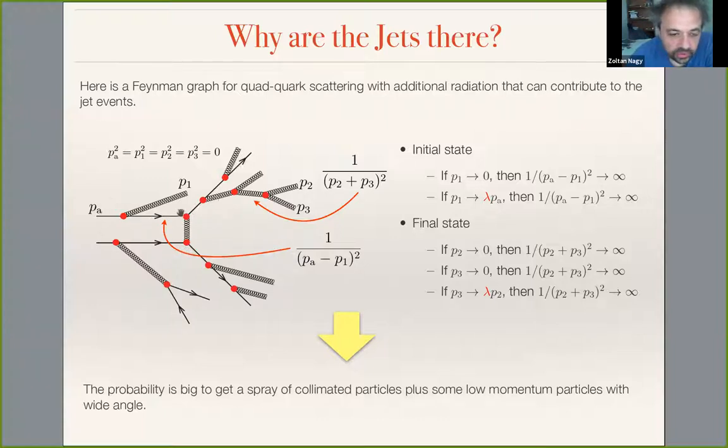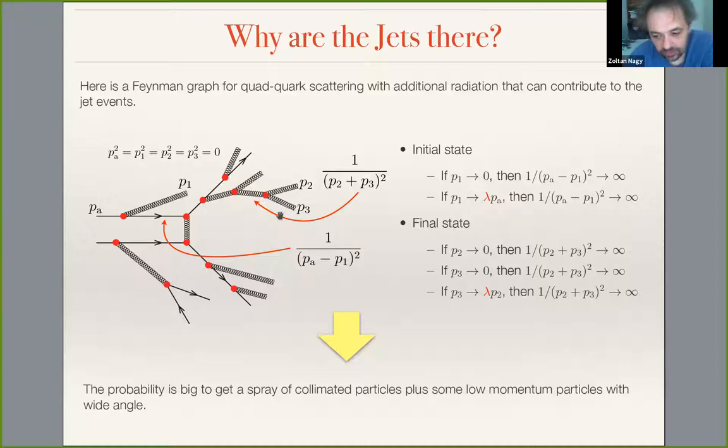They can radiate further gluons, and even in the initial state, before the hard interaction, you can have some gluon emission. When it happens, if you look into the Feynman graphs, you can see there is a propagator here, proportional to 1 over (P_A minus P_1) squared. That is basically the invariant mass of this virtual line. But when these two momenta, P_A and P_1, become collinear, this propagator blows up. Similarly in the final state, when you have a final state emission and P_2, P_3 become collinear, again this propagator blows up, becoming infinity.